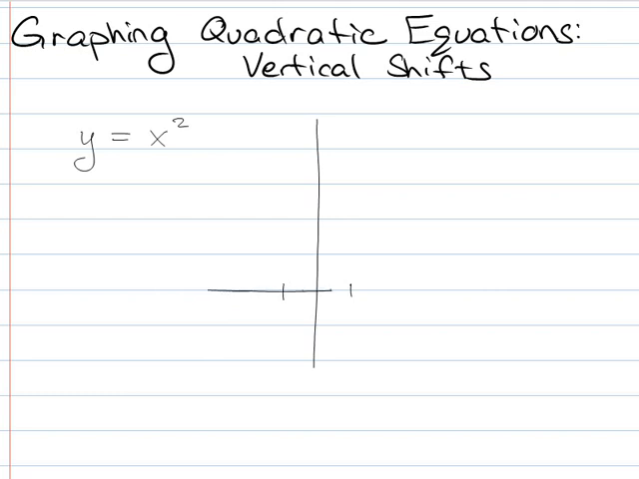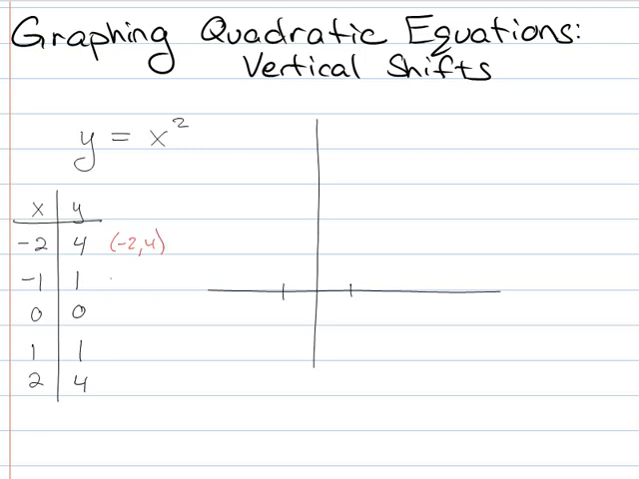We can prove that by making a little table of x and y. So let's start filling out the table with x as -2, -1, 0, 1, and 2. Now if we plug this in, y equals x squared, so -2 squared is 4, -1 squared is 1, 0 squared is 0, 1 squared is 1, and 2 squared is 4. So this means that we have the points (-2, 4), (-1, 1), (0, 0), (1, 1), and (2, 4).